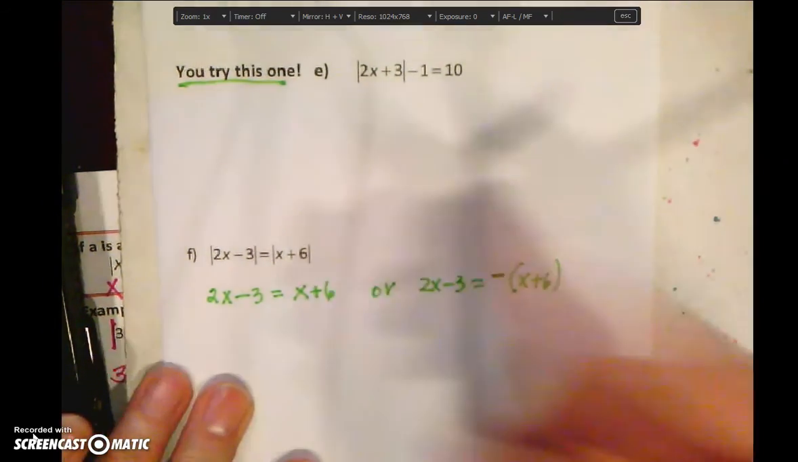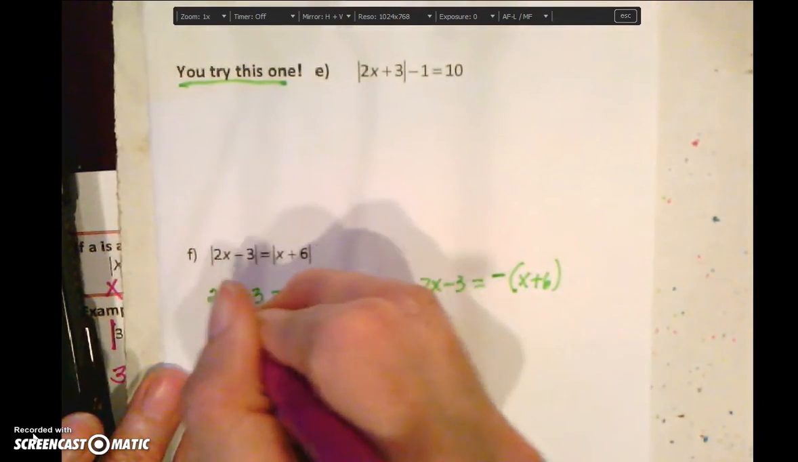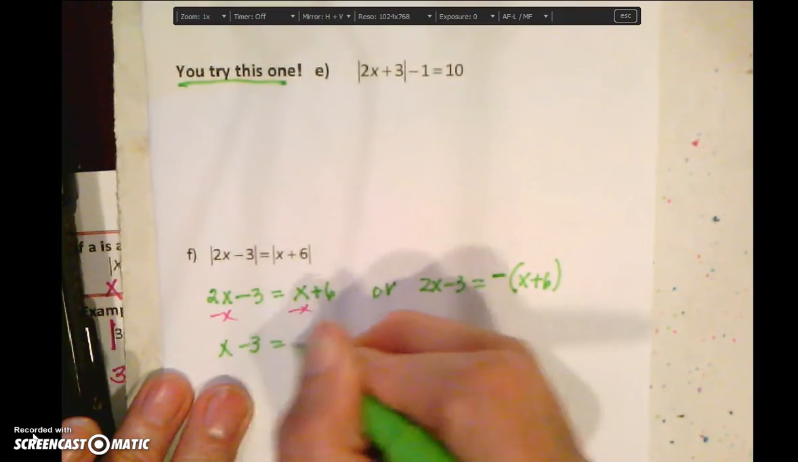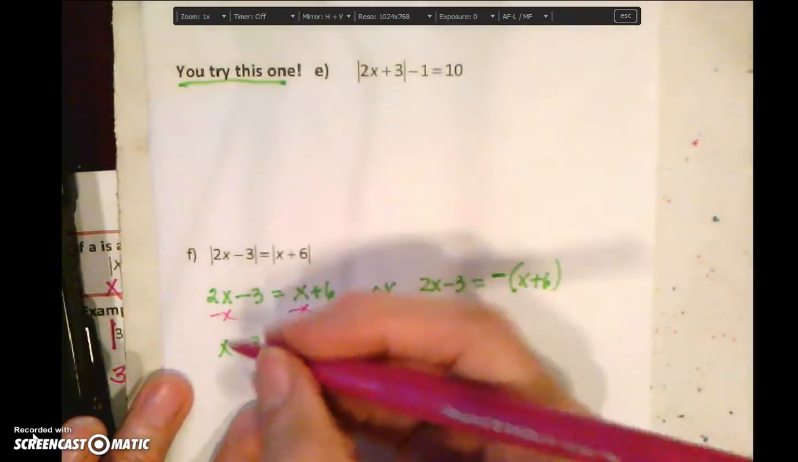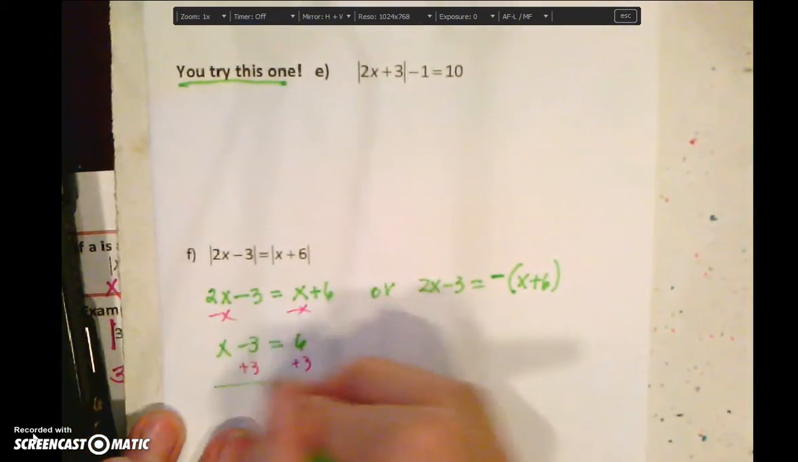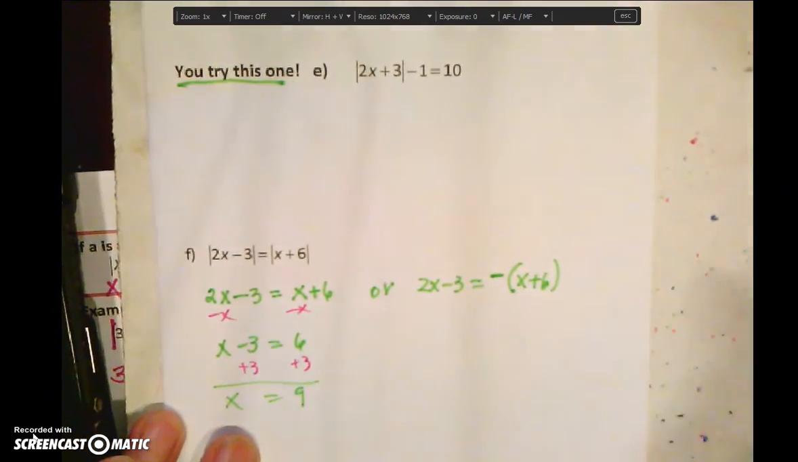So then when I solve it, I'm going to subtract the x and get x minus 3 is equal to 6, and then add the 3 and get that x is equal to 9.